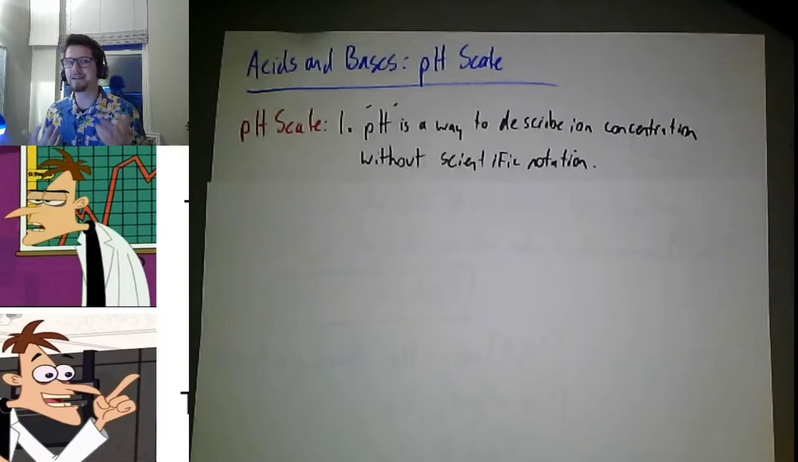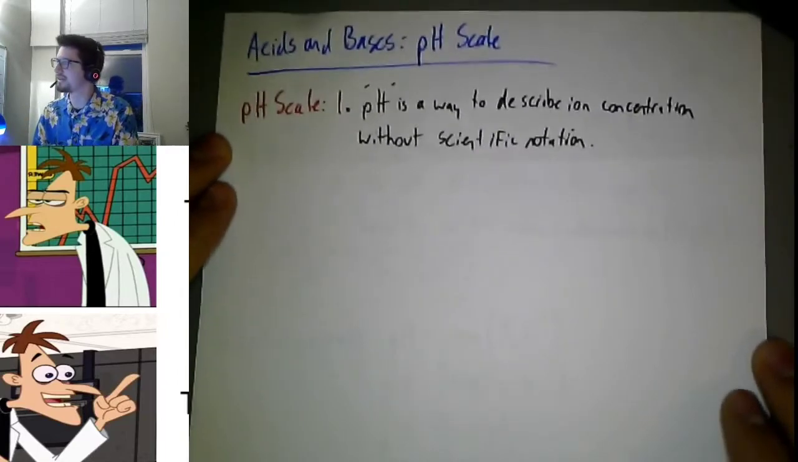The pieces that make up this unit, the two ions, the acidic one and the basic one, how are you going to write them? pH gives you a way to write them without having to use 1.0 times 10 to the negative 7. That's a mouthful. And we'll show you how.